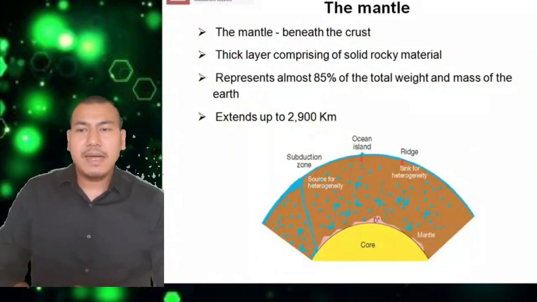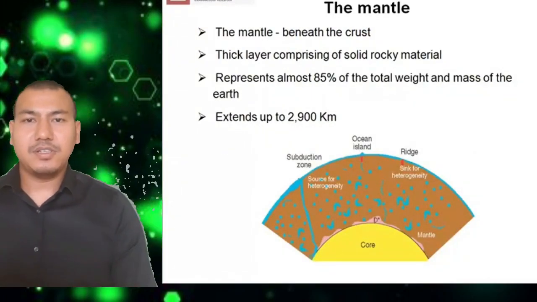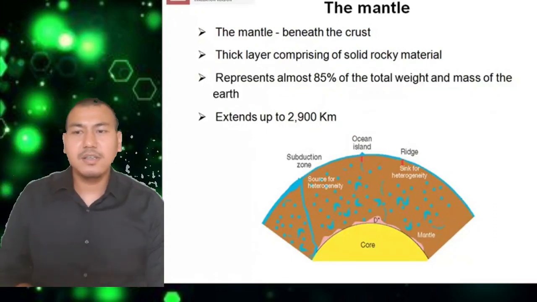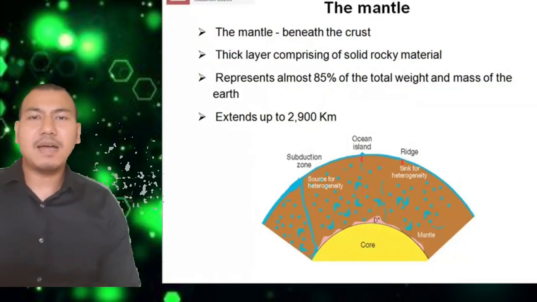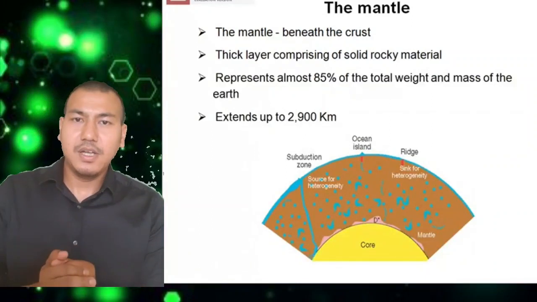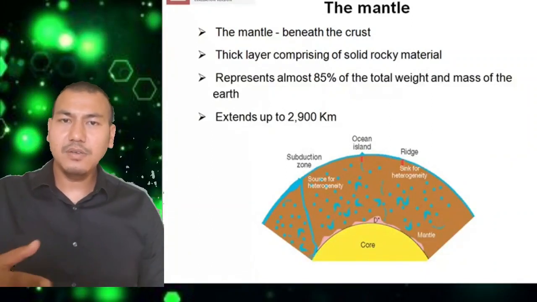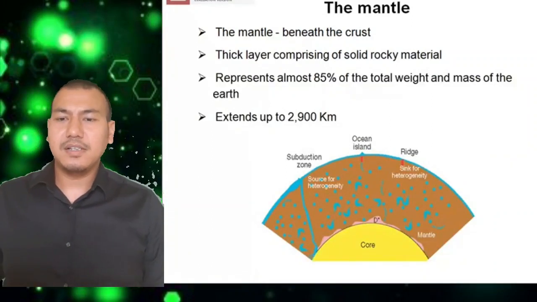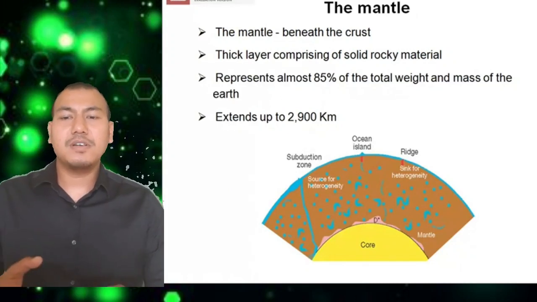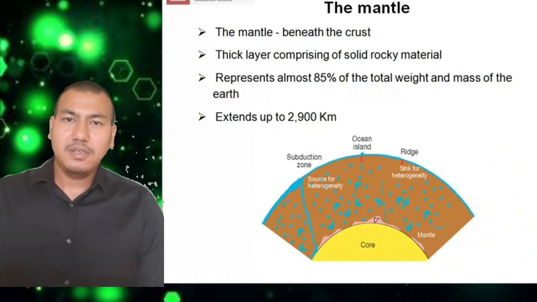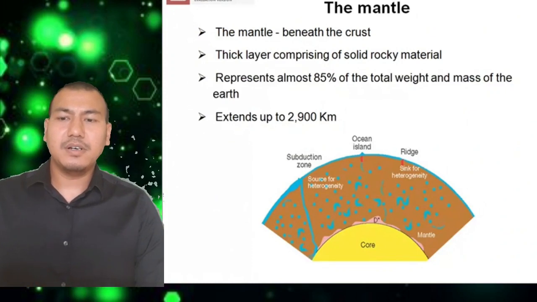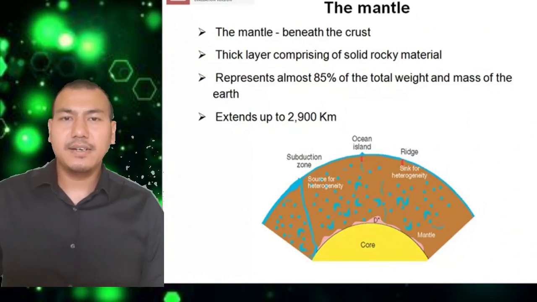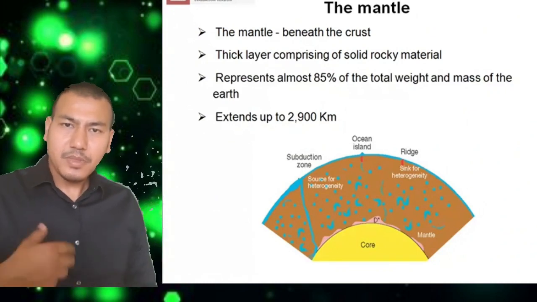Okay, the mantle beneath the crust. So just beneath the crust there is the mantle. It is a layer comprising solid rocky materials. That means what we found out there? There we found lots of solid materials, representing almost 85% of the total weight and mass of the earth. If we calculate the weight of the earth, 85% of it will be expressed by the mantle.